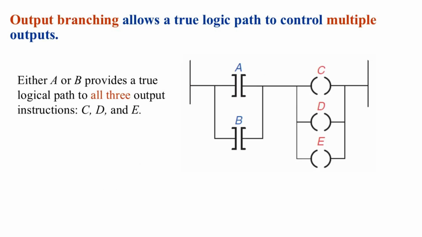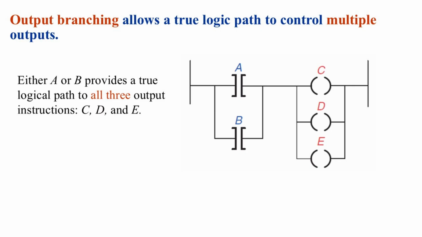Now that we've seen how branching can combine multiple inputs to control one output, let's look at the opposite case, where a single logical path controls multiple outputs. This is called output branching. Here, inputs A or B provide a true logic path that energizes all three output instructions C, D, and E.